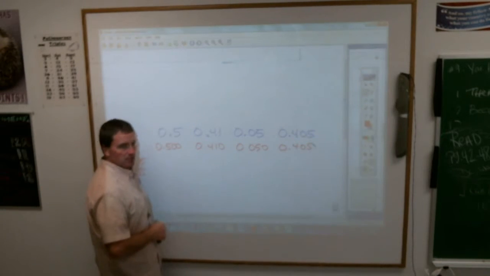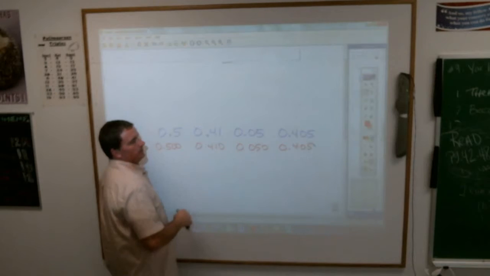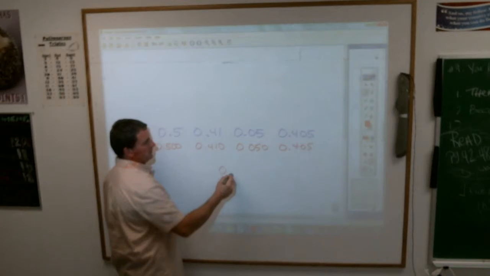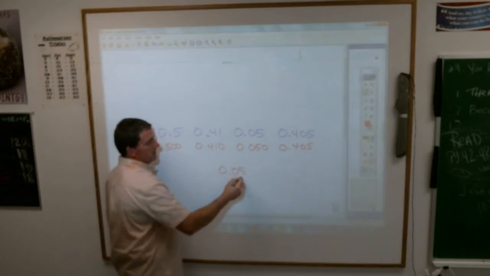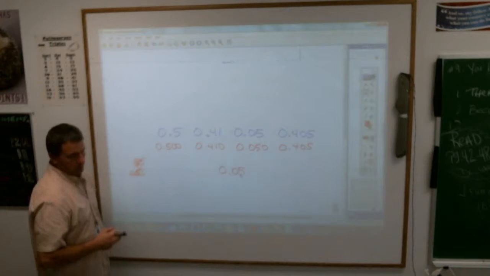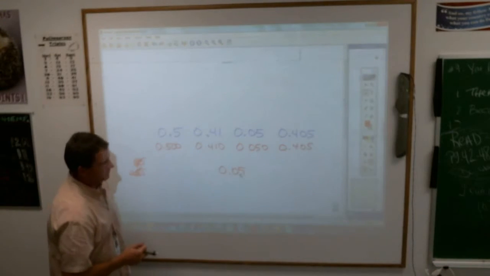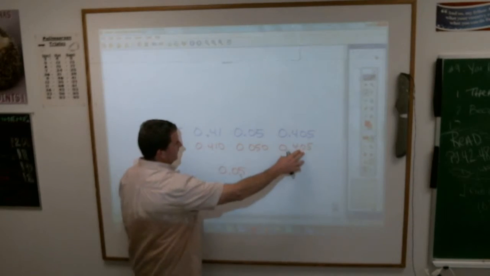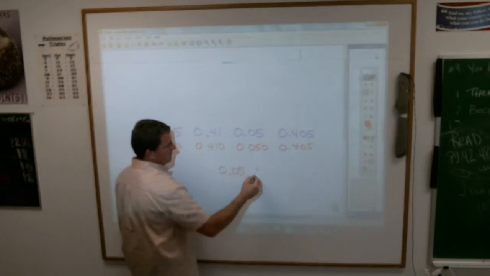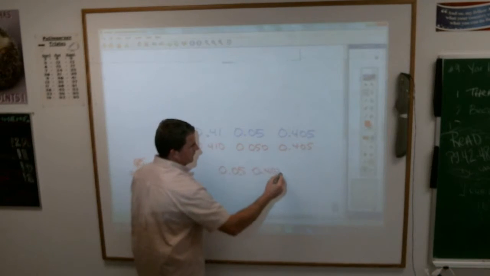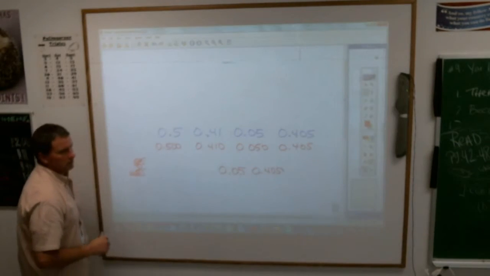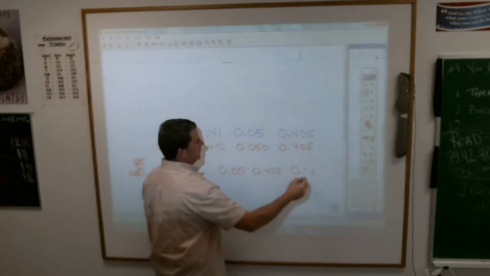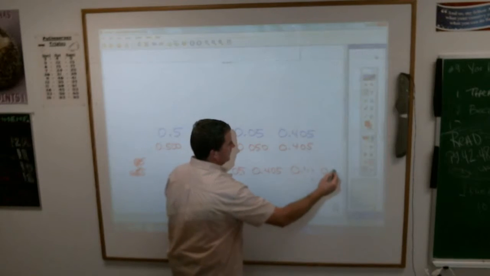Which one is the smallest there, David? 0.050. Right, because this is only 50 thousandths. So 0.05 is the smallest. Next would come, work with me here, people, Logan. 0.405. Right, 405 comes next, because that's 410 and that's 500. 0.405, and then the next biggest one, Alex. 0.41. Yep, 0.41, and then the largest one obviously is 0.5.